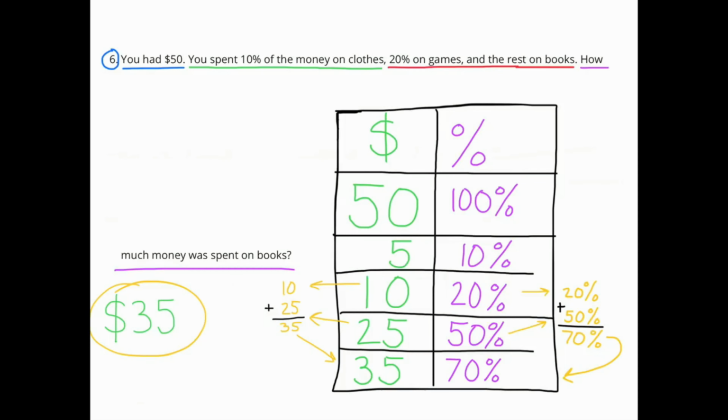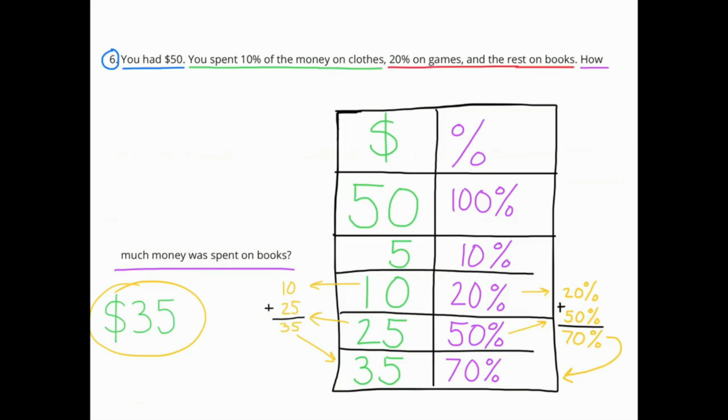Also, 50% is half of 100%, and half of $50 is $25. Since you spent 10% of the money on clothes and 20% of the money on games, you spent a total of 30% of the money on clothes and games. That means that you still have 70% of the money to spend on books. And 70% is 50% plus 20%.